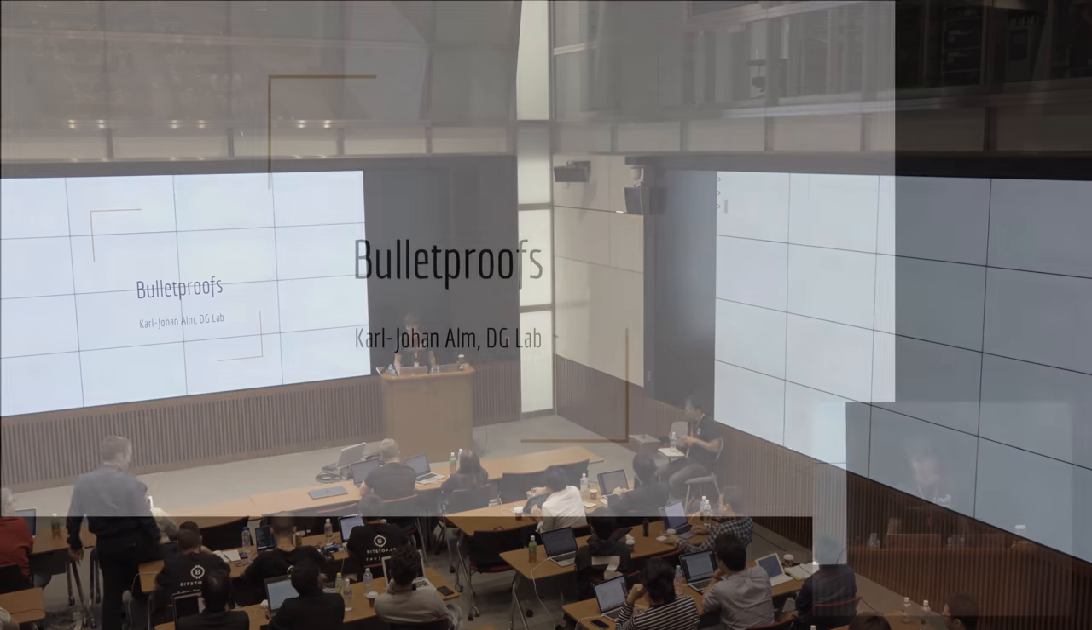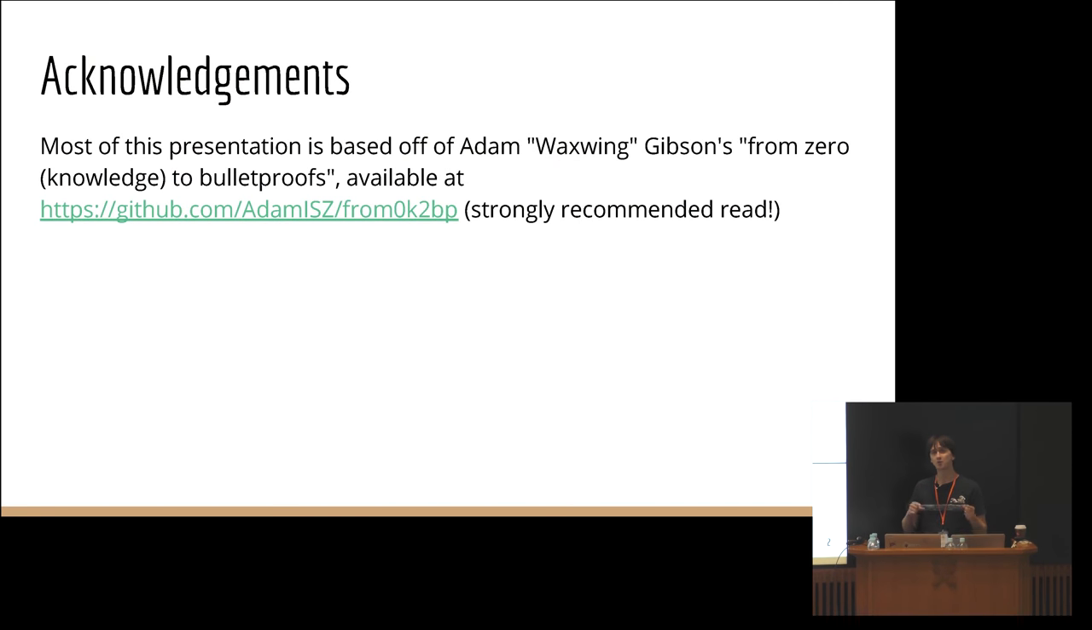So anyway, bulletproofs. To start with, you've already been told about this particular slide. Most of what I'm talking about today is based on Adam Gibson, also known as Waxwing. He made a fantastic From Zero Knowledge to Bulletproofs write-up, which is about 45 pages long. The Bulletproofs paper is also 45 pages long, which is kind of interesting. But anyway, he's going through how he learned about zero knowledge proofs, and he's kind of teaching you how to do it on the way. And I'm going to go through kind of how he saw this and try to wrap it up in how I see it. So you're going to see someone seeing someone seeing someone doing something. Namely bulletproofs.